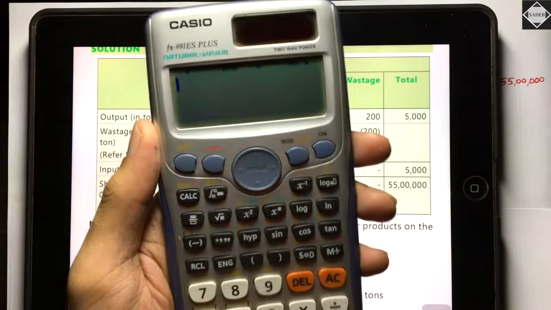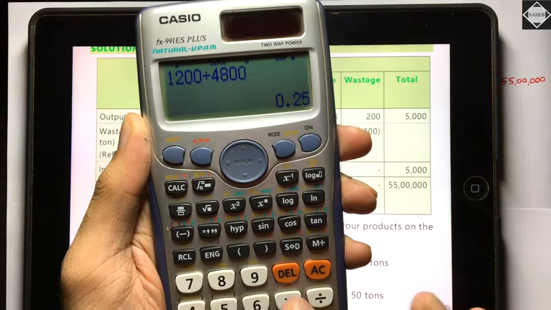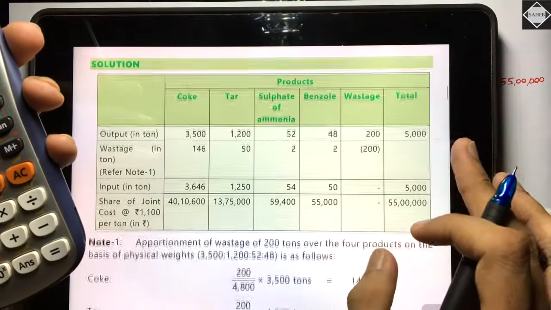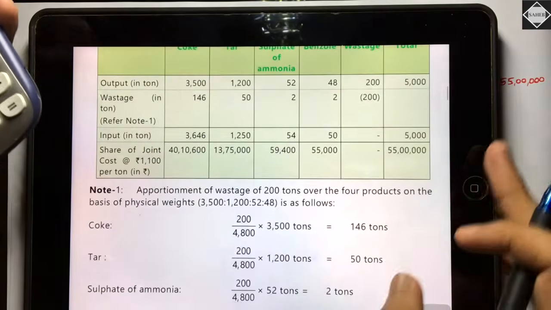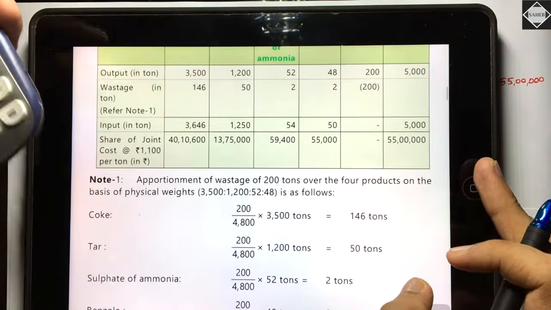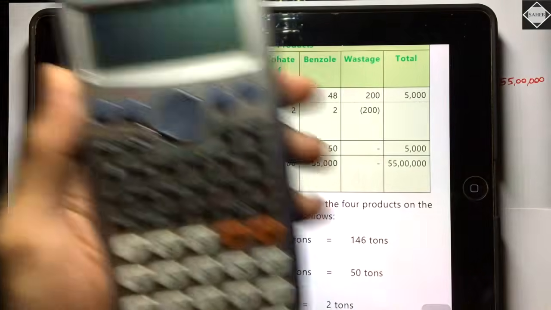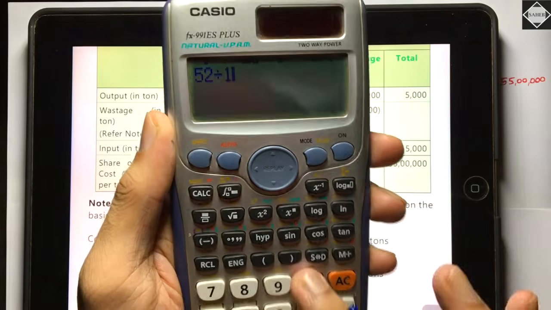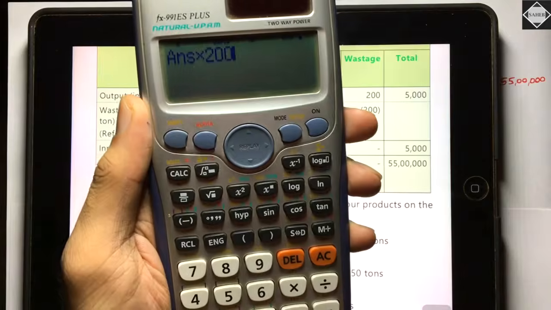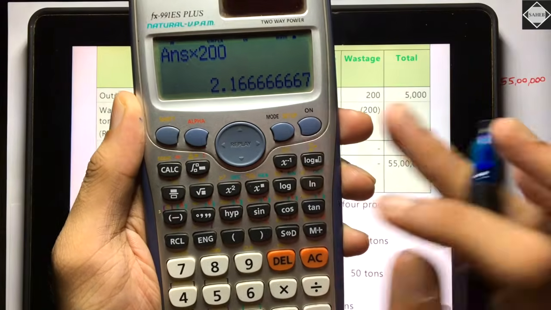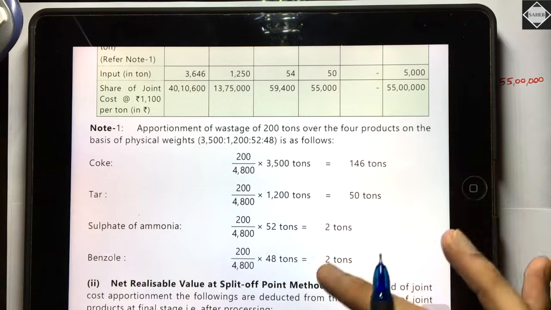Let's see another one. This one, tar. 1200 divided by 4800 is equal to 0.25, into what was the wastage? 200, right? So into 200, that's equal to 50. Yeah, 50 tons, exactly, they have taken. Let's see one more. Ammonia, 52. See here, 52 divided by 4800 into 200, that's equal to 2.1667. But what they have done, they have again rounded it off. You see, they are rounding off over here.